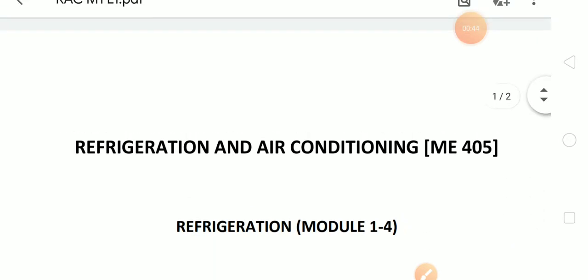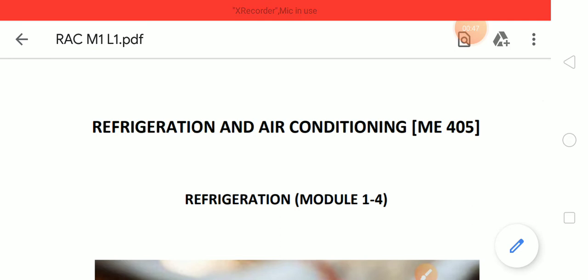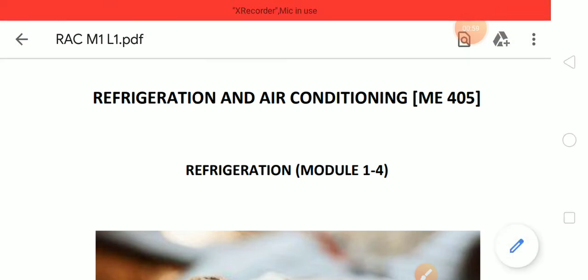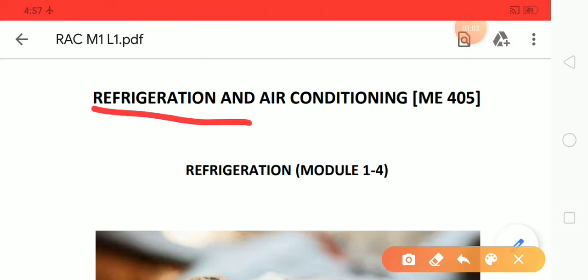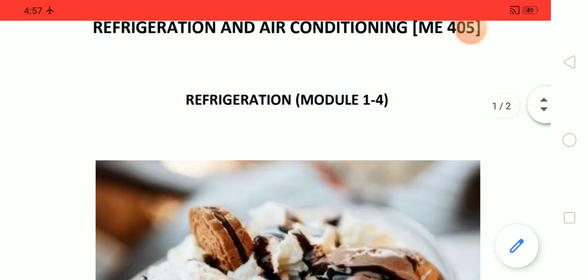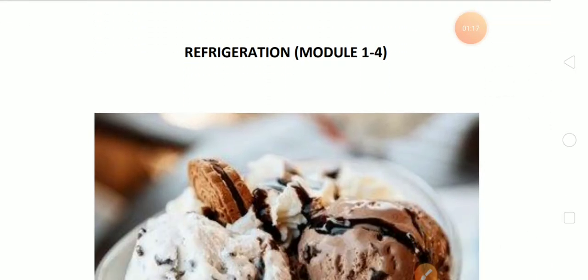So my subject is refrigeration and air conditioning. First of all, you have to know the code of that subject. That is ME405, and you can see two parts: one is refrigeration and the other one is air conditioning. We'll start with refrigeration, and that is the first module, and the majority of the portions come under refrigeration. So refrigeration is module 1 to 4. I'm reminding you that refrigeration has the majority to do with your exams.